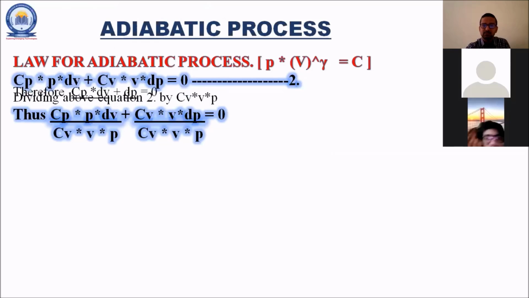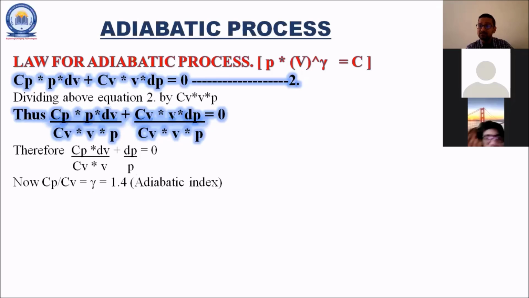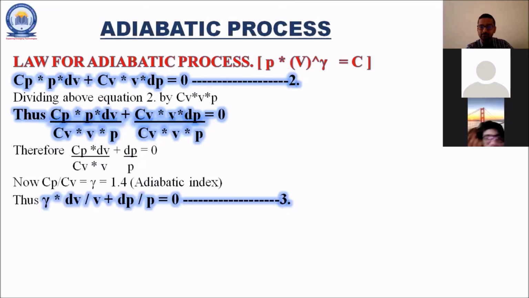So we can cancel the similar terms from the denominator and the numerator, and finally we are getting this answer: Cp by Cv into dV by V plus dP by P is equal to 0. Now friends, if you remember, Cp by Cv is equal to gamma, which is always a constant value, equal to 1.4, and gamma is known as the adiabatic index. So substituting that value of gamma, I am getting this equation: gamma dV by V plus dP by P is equal to 0.